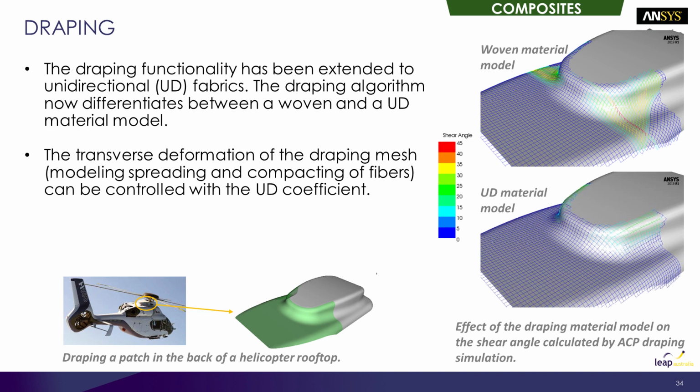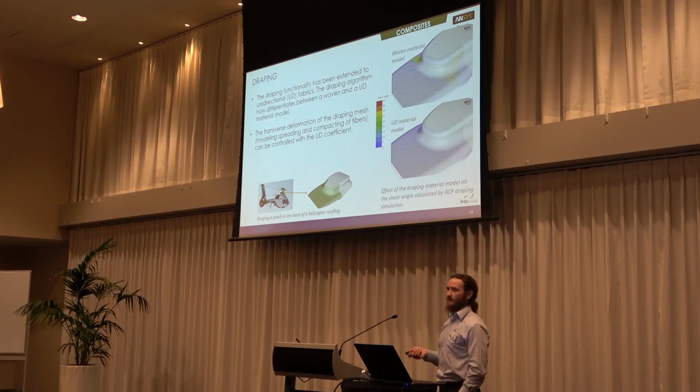Previously, we could only use it accurately for woven materials. So there's a woven material. And this is a contour plot of the shear angle that you can see through there. Now it supports unidirectional fabrics. So this is a unidirectional fabric, and as you can see, it has a very different shear angle around here. There's also a parameter for controlling the spreading of the fabric. So being a unidirectional material, there are no transverse fibers to constrain it from spreading in the transverse direction. So this transverse parameter allows you to predict that as well.